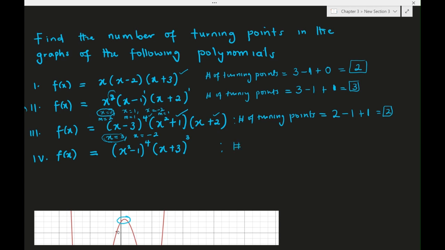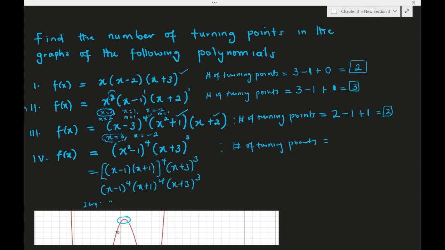Number of turning points here, how many real zeros do we have? Look at the real zeros. But here we can rewrite this as what? x minus 1 and x plus what? Plus 1, all to power what? 4. Then x plus 3 all to power 3. So this becomes (x minus 1) to power 4, (x plus 1) to power 4, then (x plus 3) to power 3. So what are the zeros? These are the zeros. The zeros are x equals 1, x equals minus 1, and x equals what? Minus 3. All of them are real zeros.